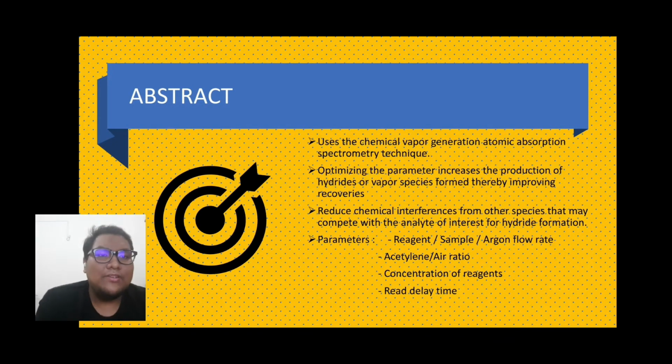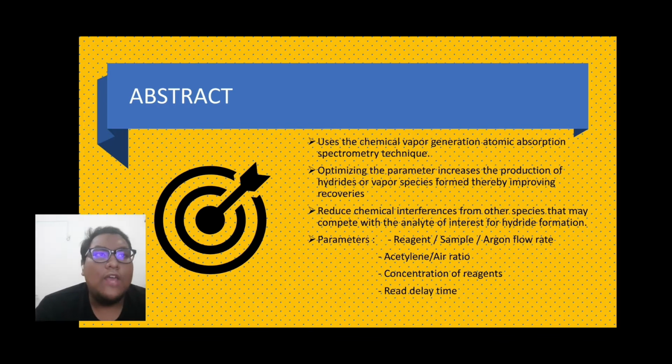We use the chemical vapor generation atomic absorption spectroscopy technique because it is extremely popular for trace analysis, specifically the hydride generation continuous flow system for arsenic, antimony, and selenium, and cold vapor for mercury. But first, we have to optimize the parameters which will increase the production of hydride or vapor species, thereby improving recoveries. The parameters include reagent, sample and argon flow rate, acetylene to air ratio, concentration of reagent, and read delay time.